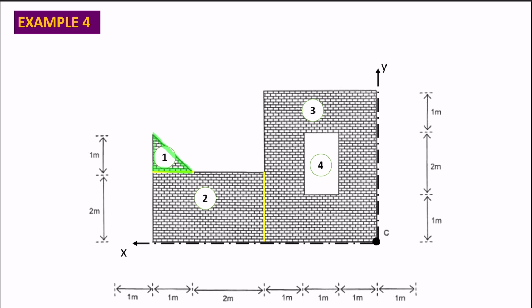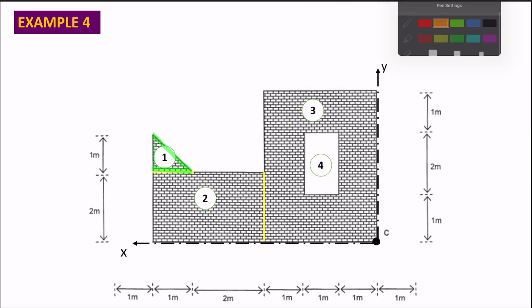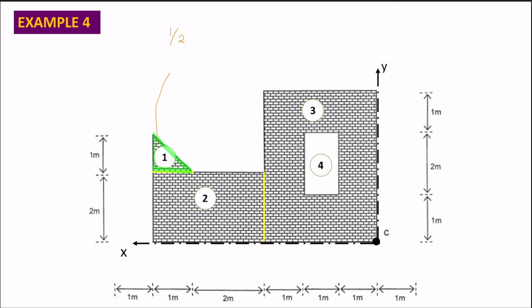The first shape that we have here is triangle. We need to find the area. It is 1/2 times B times H. The B for this triangle is 1 meter, and the H is 1 meter. For the X bar, it is going to be from the centroid of the triangle to the x-axis.